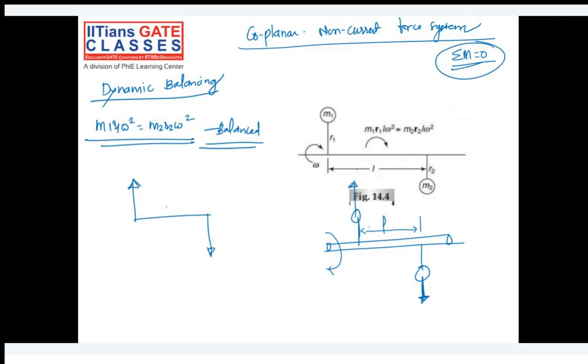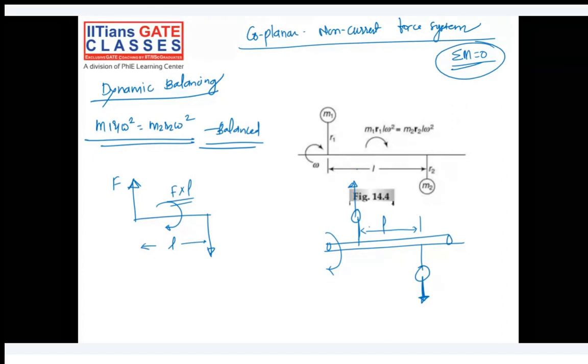It will create a moment. And the value of this will be, let's say, F is the force value and L is the distance between them. Then the couple will be F into L. Correct? In mechanics, you might have studied this. But till whatever you have studied, we were able to balance out the centrifugal force, but we are not able to balance this F into L. What is this F into L? F into L is the couple.